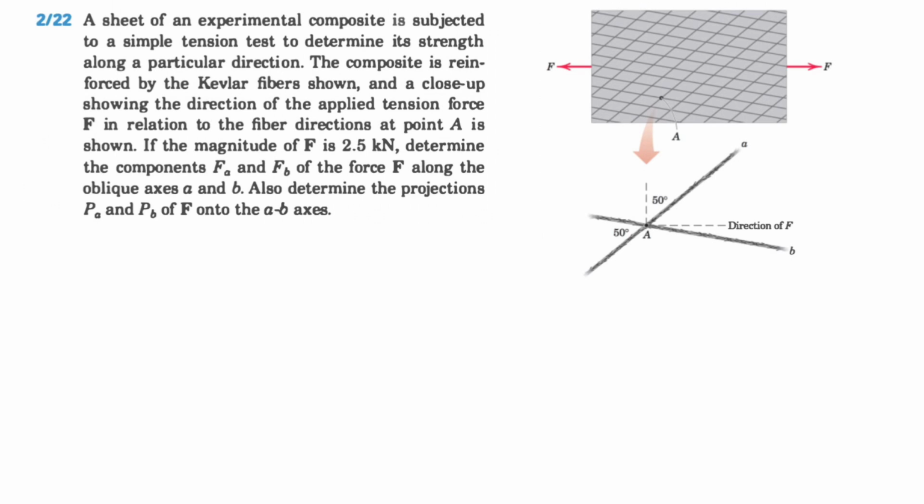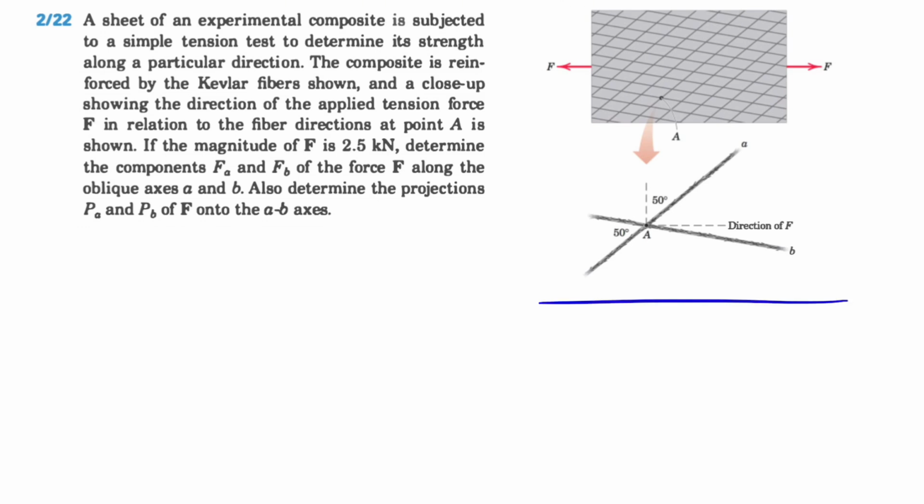Alright guys, welcome back. We're going to be solving another question from the second chapter of Meriam textbook, and we have a sheet of an experimental composite which is subjected to a simple tension test to determine its strength along a particular direction. We know the composite is reinforced by the Kevlar fiber shown, and a close-up showing the direction of the applied tension force F in relation to the fiber direction at level A is shown.